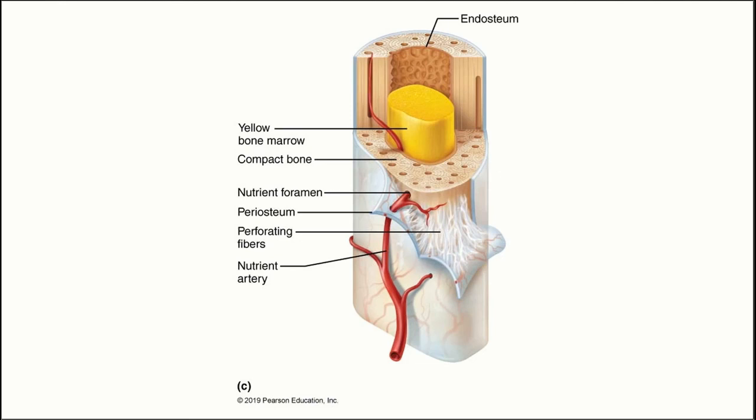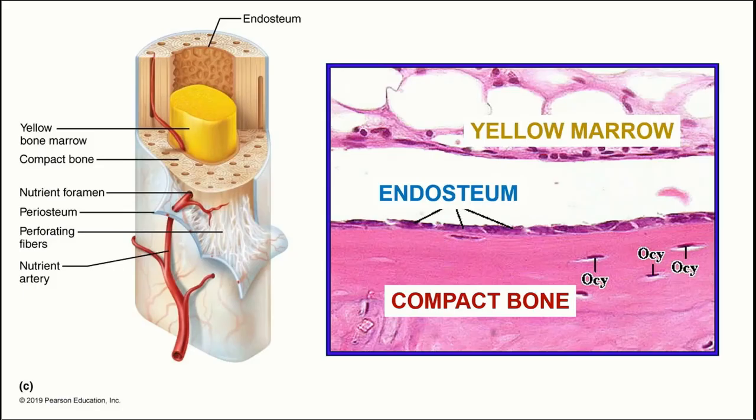We also see that the periosteum contains these perforating fibers, which are bundles of collagen that actually extend into the bone tissue itself and help to anchor the periosteum to the superficial surface of the bone. Otherwise, the periosteum would not be very well attached to the superficial surface of that compact bone there.